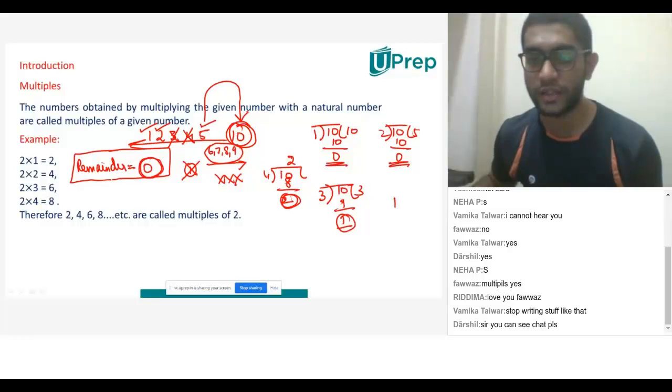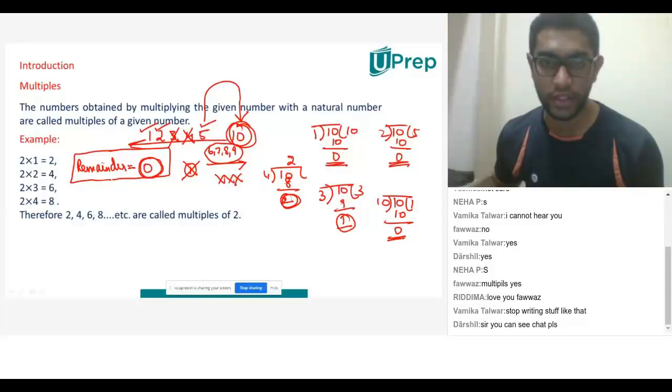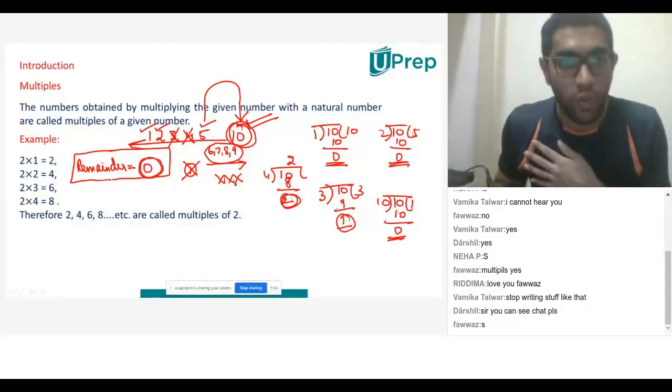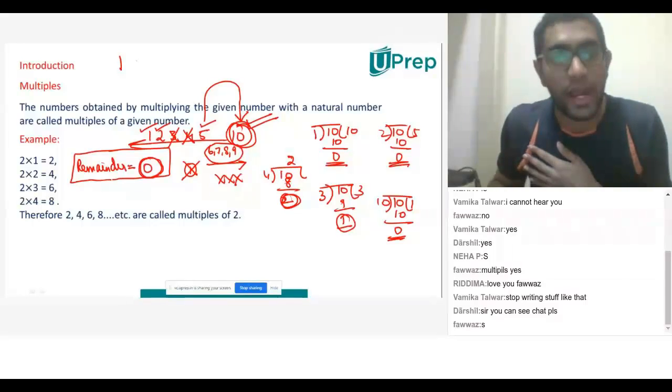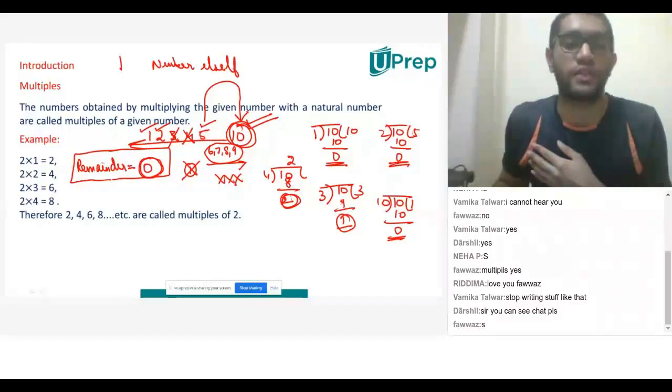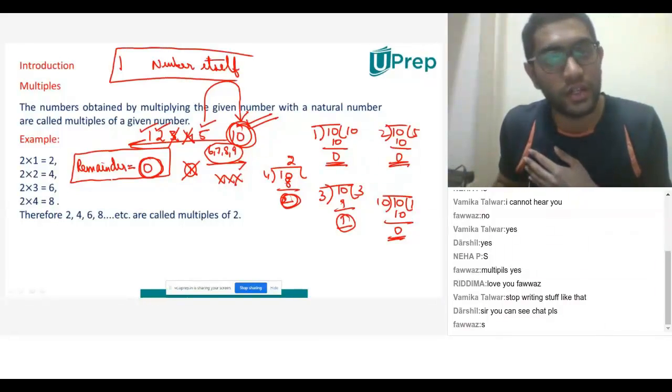What is 10 divided by 10, guys? 10 into 1 is 10, it gives a remainder 0, correct? Yeah. That means 10 is also a factor of the number. That means 1 is a factor of any number and the number itself is a factor of itself. Is this very clear, guys?